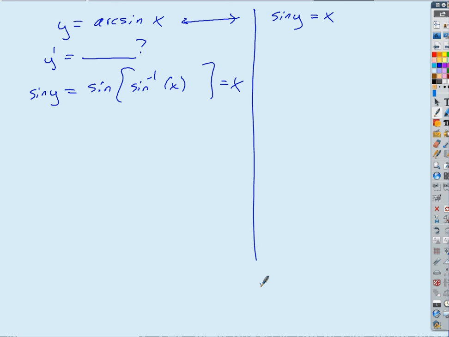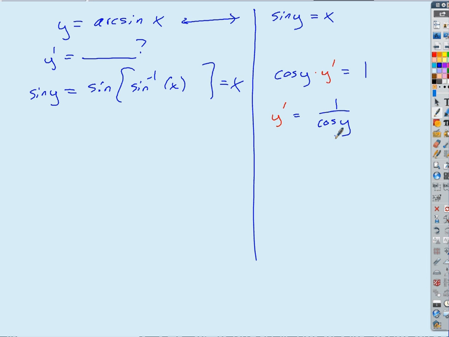So what's the derivative of sine y with respect to x by the chain rule? The derivative of sine is cosine times y prime. Wow, okay, good. So cosine y times y prime equals 1. Okay. So then if I solve for y prime, it just equals 1 over cosine y.